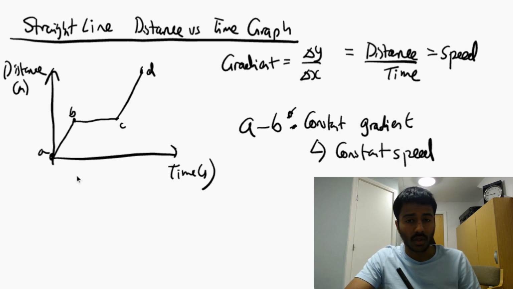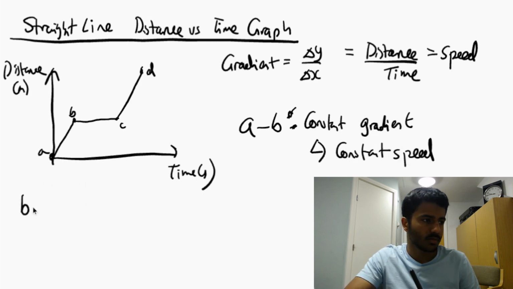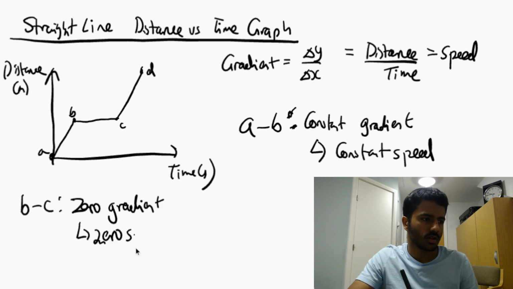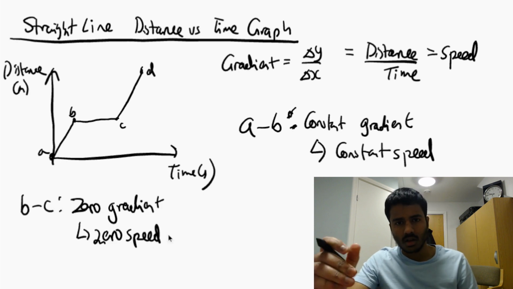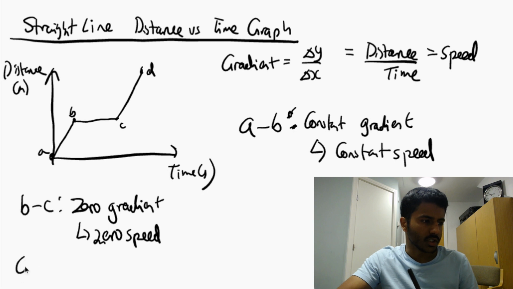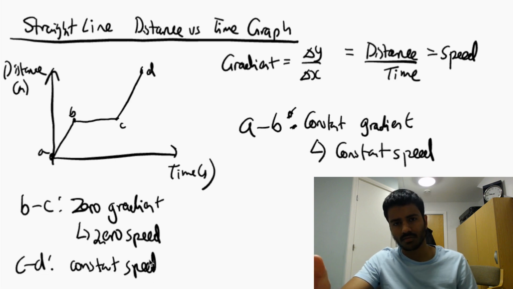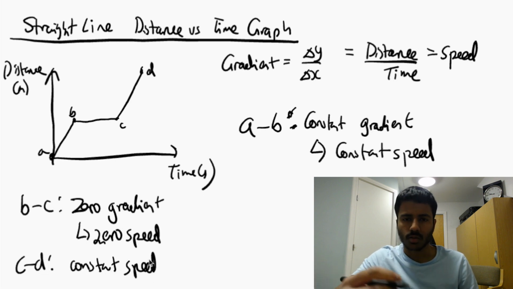You can see between points B and C, you have zero gradient. So that means that you have zero speed. In other words, you're not moving. And then from point C to D, you can see once again you have constant speed. Now that's quite simple. So how about we look at some curved distance versus time graphs?